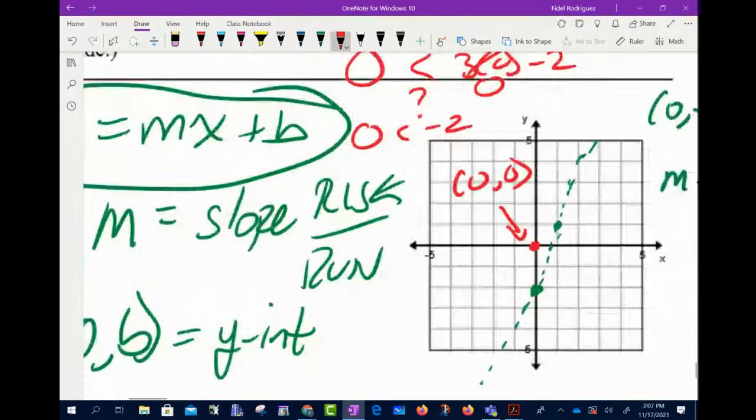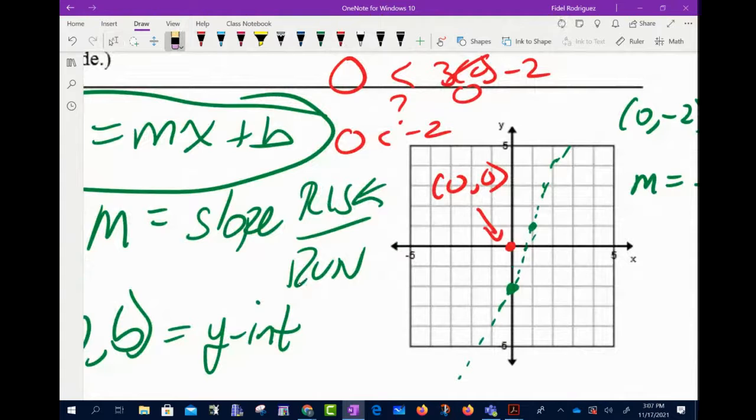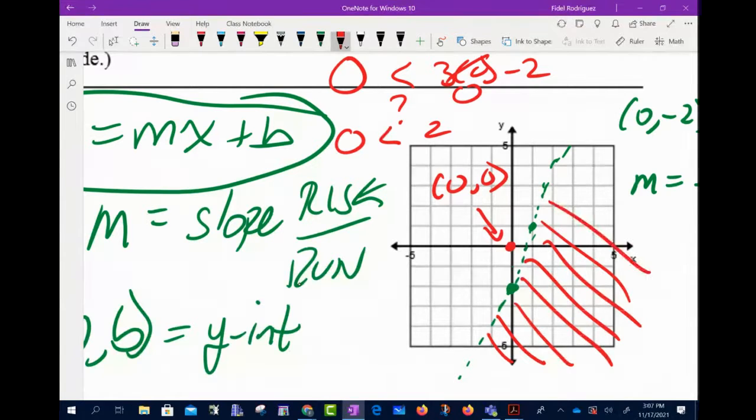Let me ask you a question. Is 0 smaller than negative 2? No, it isn't. Since the point that we picked, 0, 0, did not work out, that just means that we're on the wrong side. What side do we want? We want this side over here. Okay? And that's the solution that we're looking for. We're taking everything below that line.